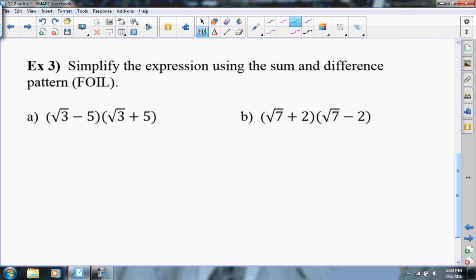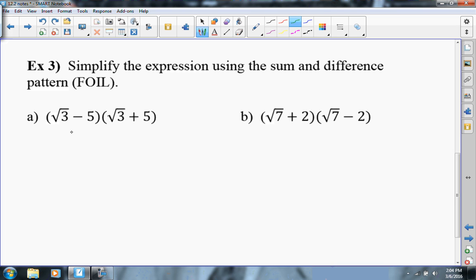All right, now for example 3, we're going to use this same skill. We're still going to be distributing, except this is where we have our special patterns for multiplication, and they call them the sum and difference pattern. And that's because one term has a subtraction and one term has an addition. Otherwise, they're exactly the same. So I have the square root of 3 and a 5, and the square root of 3 and a 5. Square root of 7 and a 2, square root 7 and a 2. But there's a plus and a minus, or a minus and a plus. Doesn't matter what order the addition or subtraction is in.